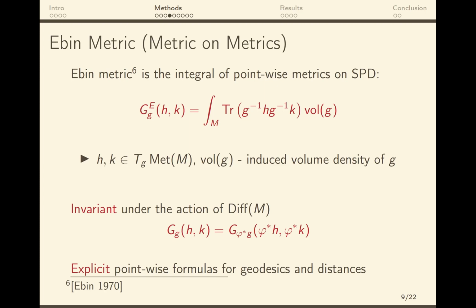Note that this metric includes the volume density of the foot point G, which distinguishes this metric from the affine invariant metric others have studied. This dependence on the foot point gives us a reparameterization invariance under the action of the diffeomorphism group. The other key reason we choose the Ebin metric is that it has explicit pointwise formulas for geodesics and distances. As you will see, this will allow for efficient calculations.